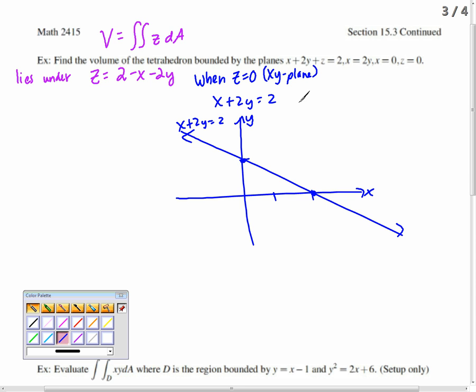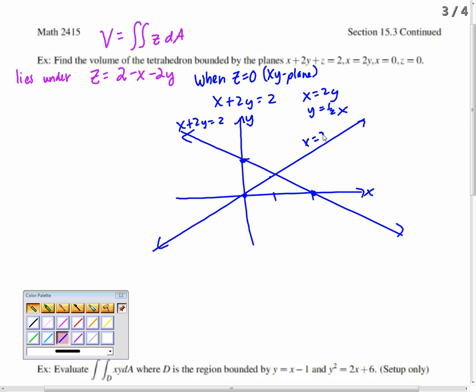x equals 2y means y equals 1/2 x. So I have 0, 0. When x is 1, y is 1/2, right? It grows very slowly. So it looks like that.